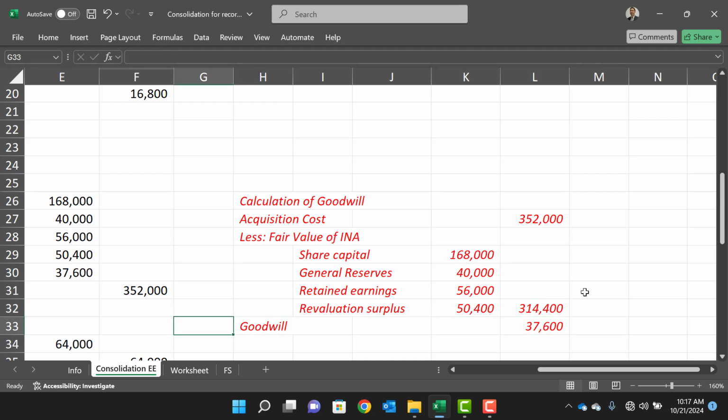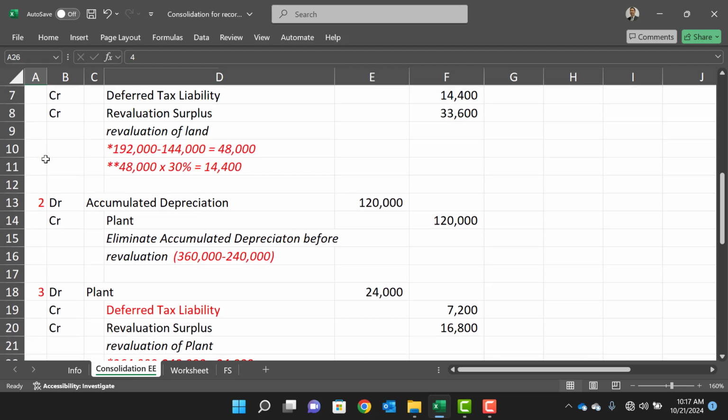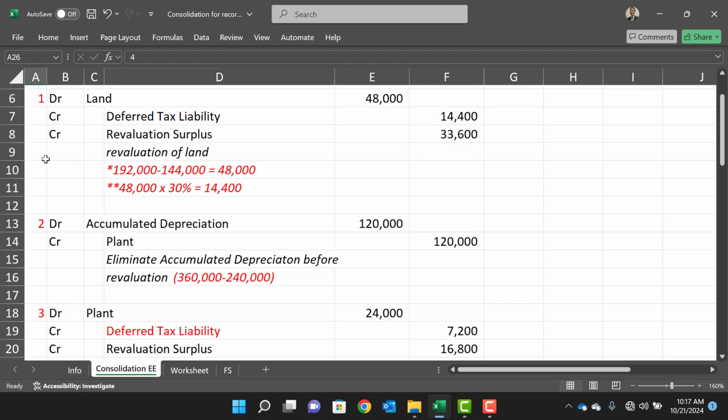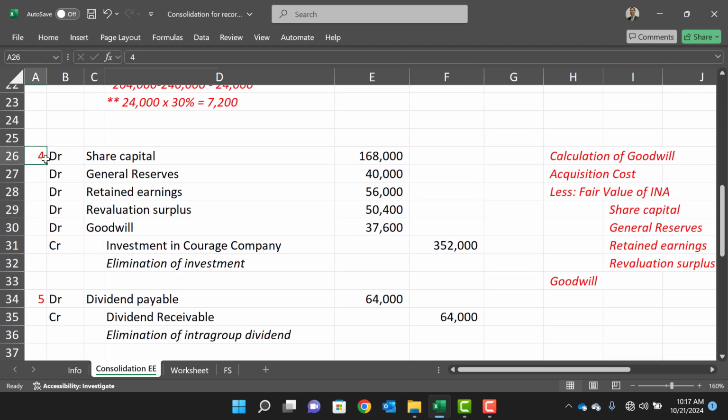So to journalize this, debit share capital, general reserves, retained earnings, revaluation surplus, and goodwill, as per our calculation a while ago. And then eliminate the investment in Courage Company, 352,000 kina. And also, as you have noticed, I have numbered the entries here. The purpose of that is only to guide us later on the consolidation worksheet.